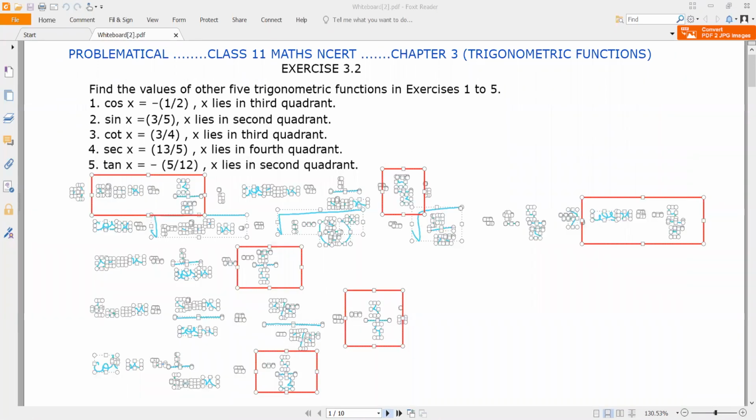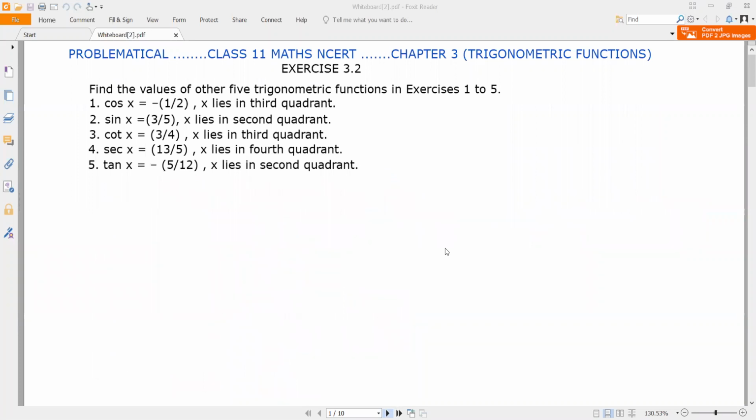Next question. Cot x is given to you as 3 upon 4, and you have to find out where x is in the third quadrant. In the third quadrant, we know that tan and cot are positive. The cot value itself given is positive. Cot x is equal to 3 upon 4, and x lies in the third quadrant.